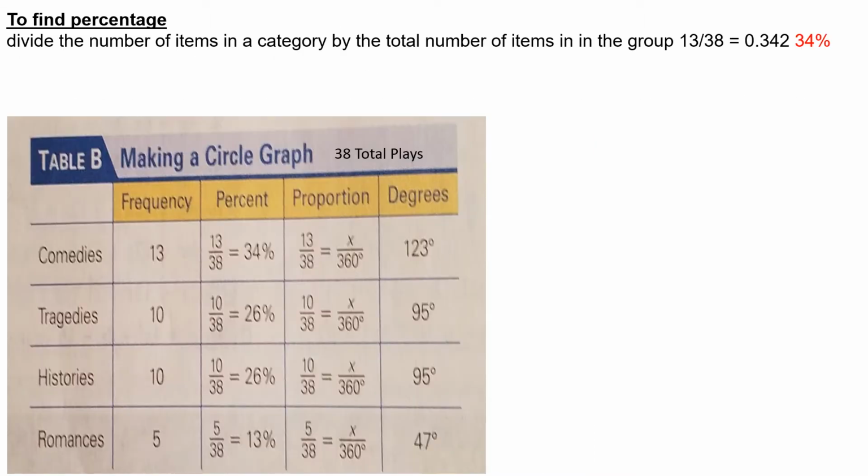For the percentage, you divide the number of items in the category by the total number of items in the group. We were talking about comedies. There were 13 comedies. So all they're doing is taking the 13, the part, and dividing it by the total number of plays, which is 38. When you do your math, you end up getting 0.342, and you can use your calculator. You round, and you get 34%. So that's how they're getting that 34%. It's the same way for the 10 tragedies. You take the 10 divided by the total number of plays that were written, which is 38. Put it in the calculator, and you end up with 26%.